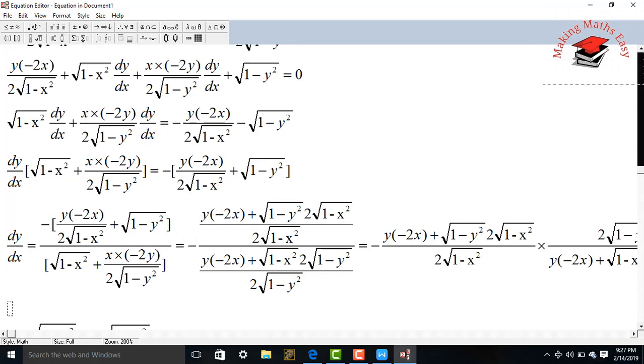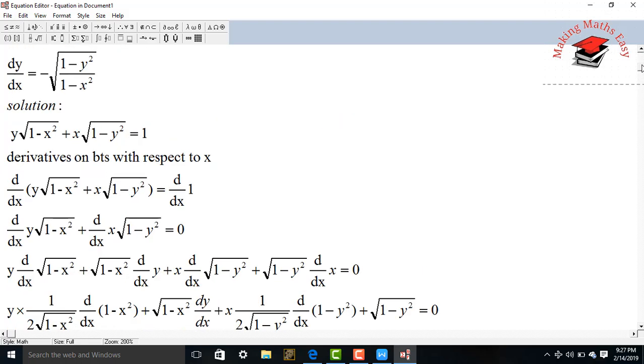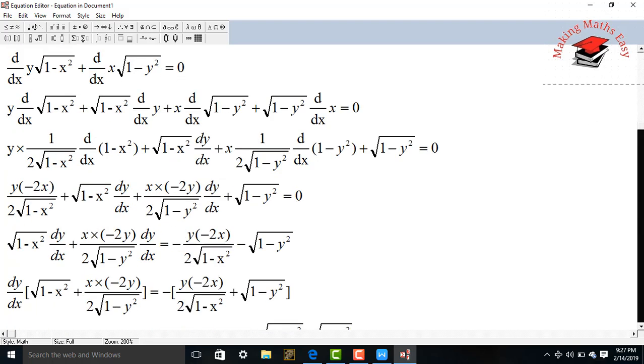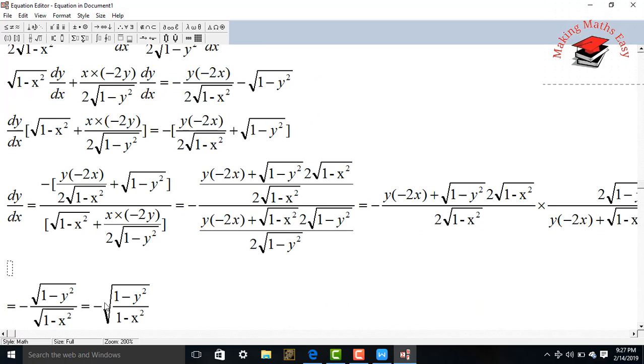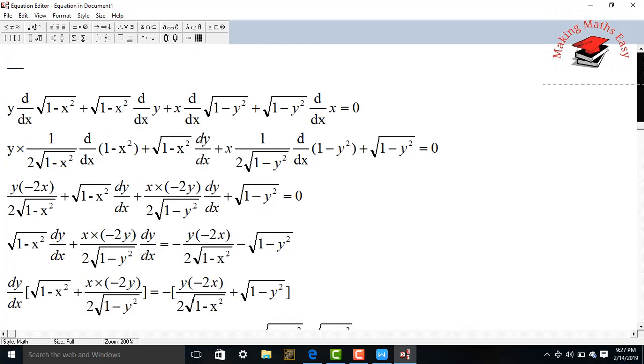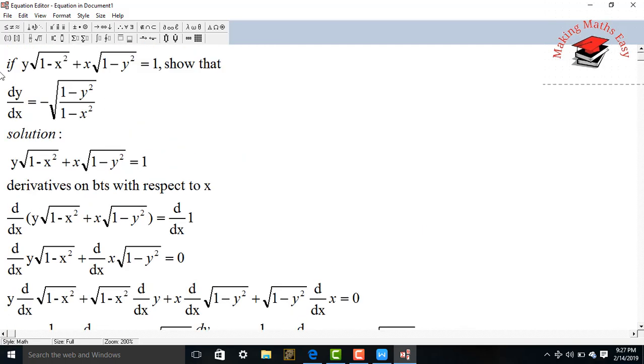So we have proved the following expression: dy by dx will be equal to minus square root of 1 minus y square divided by 1 minus x square. So that we have proved in this case, which is ultimately equal to minus square root of 1 minus y square divided by 1 minus x square. So this corresponding function we have proved.